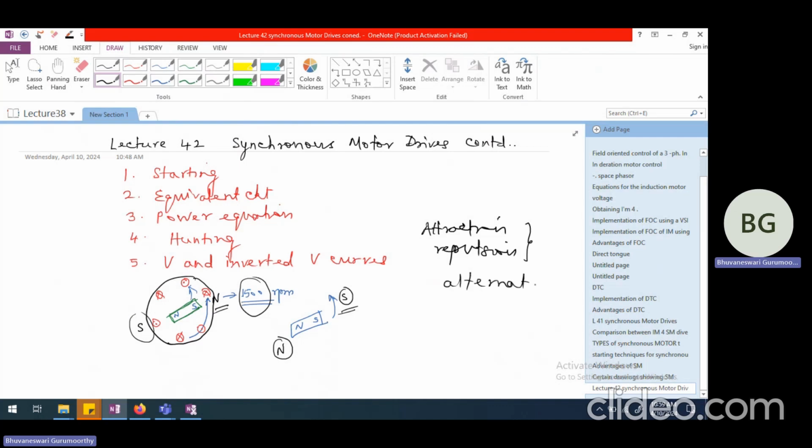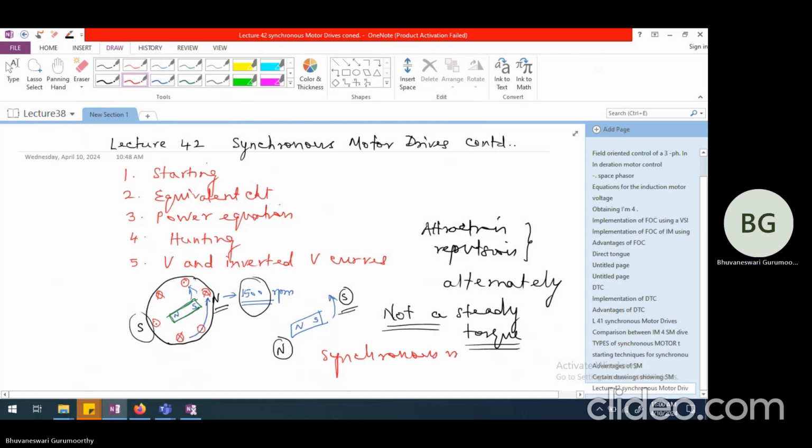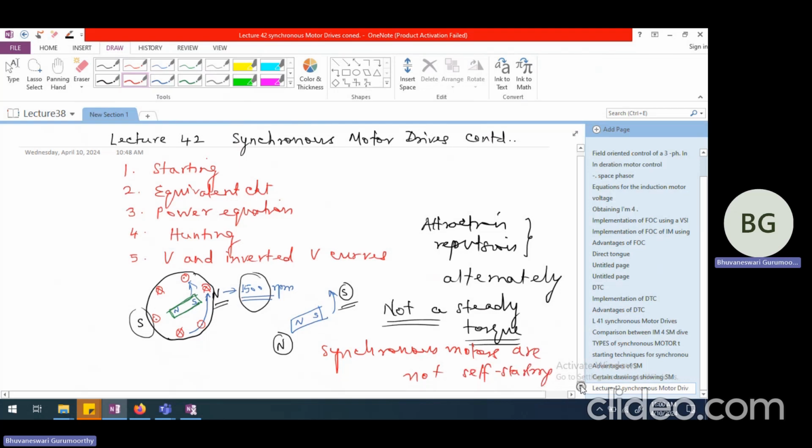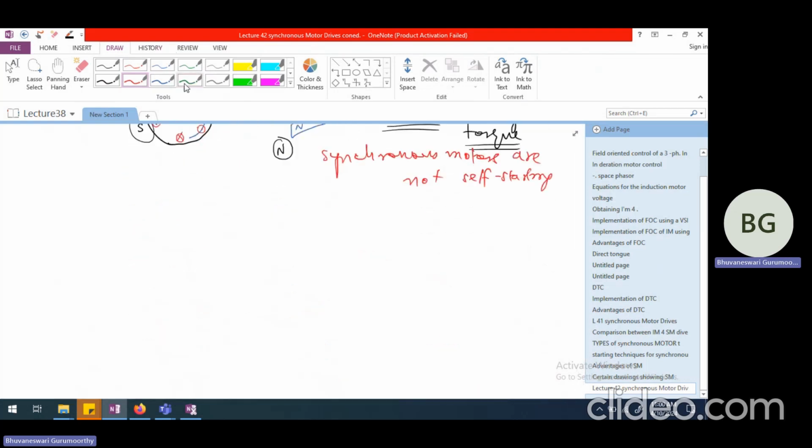And because both of them are coming alternately, there is not a steady torque. The machine is not going to be able to generate a steady or unidirectional torque, whether it is clockwise or anticlockwise. That is the reason why synchronous motors are not self-starting. We are not going to have the synchronous motors self-starting because of this particular reason. So there has to be a starting mechanism.